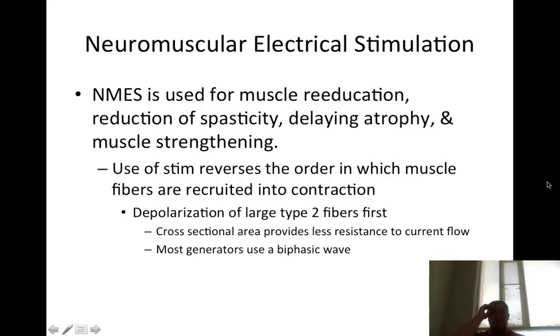Okay, so NMES, Neuromuscular Electrical Stimulation. They love their abbreviations. You'll realize in athletic training, everything gets abbreviated, even if it shouldn't, right? NMES is used for muscle reeducation, reduction of muscle spasticity, delaying atrophy, and muscle strengthening. Use of stim reverses the order in which muscle fibers are recruited into contraction. Depolarization of large type 2 fibers first.